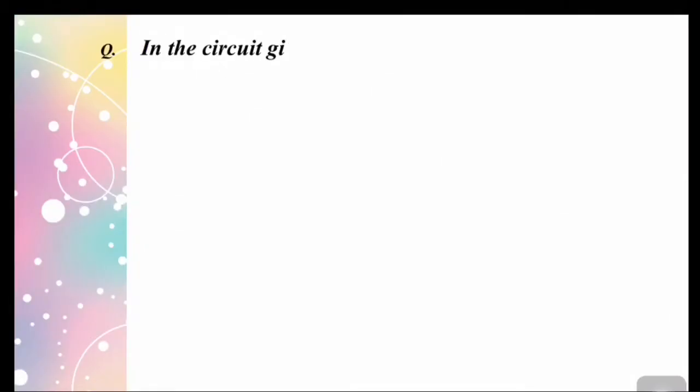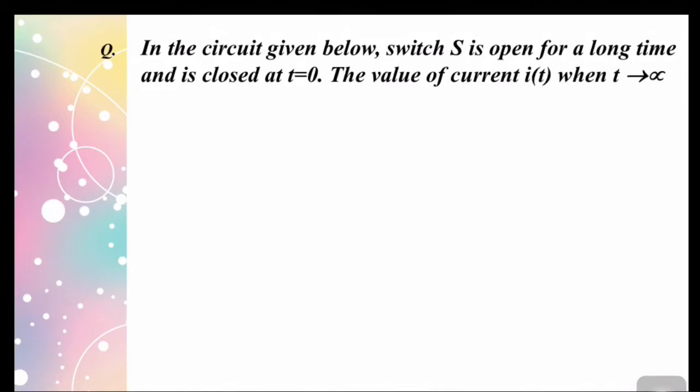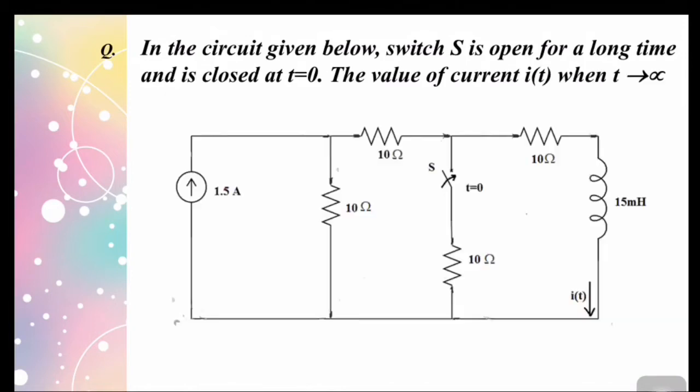In the circuit given below, switch S is open for a long time and is closed at t equal to 0. Find the value of current I(t) when t tends to infinity. You can see the circuit here. 4 options are given. Option A: 0.9 ampere, option B: 1.5 ampere, option C: 0.3 ampere, option D: 0.6 ampere.